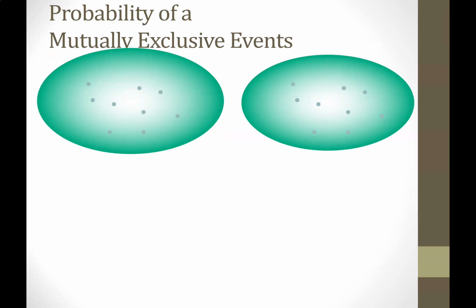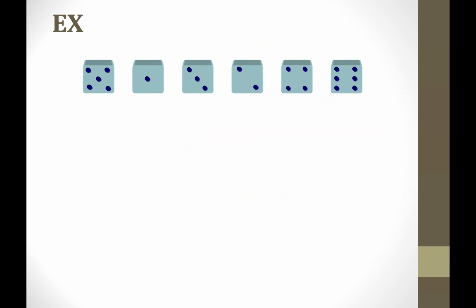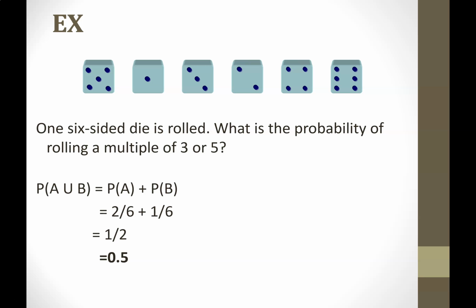All right, now we have mutually exclusive events. Remember, mutually exclusive, things are not in common. We do not have anything in common. And then our formula is there. It's going to be the probability of A plus the probability of B. So an example of this would be one 6-sided die is rolled. What is the probability of rolling a multiple of 3 or 5? Well, there's no way it could be both, right? So this is going to be mutually exclusive. So rolling a multiple of 3, because it's 3 and 6, so that's 2 out of 6. And then a multiple of 5 would be just the 5, so 1 over 6. Simplify, and you should get half.